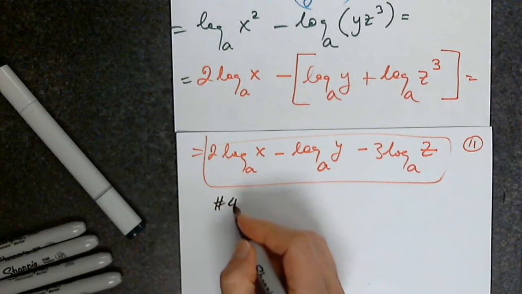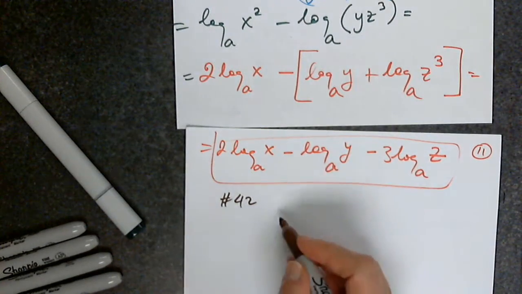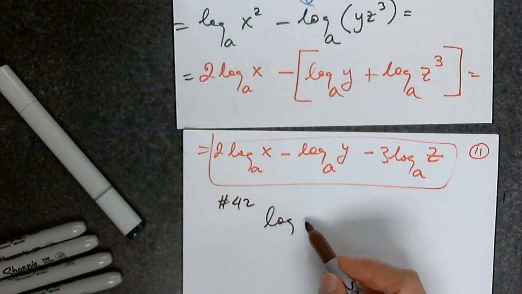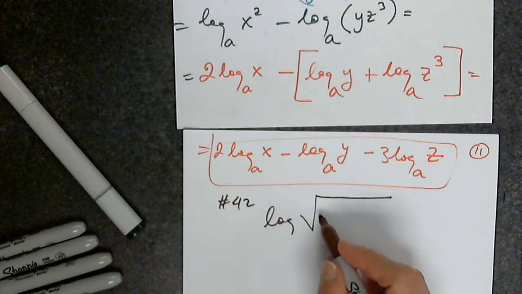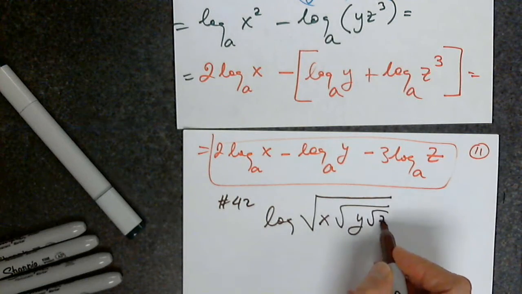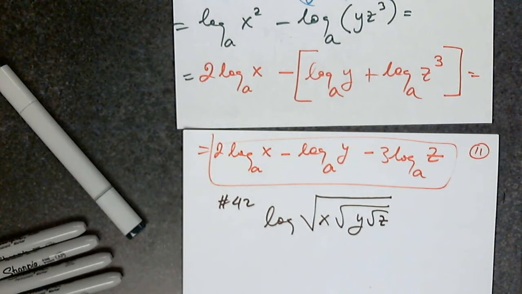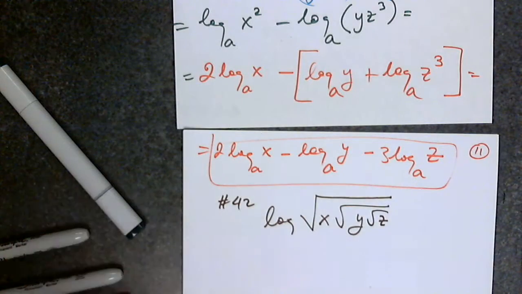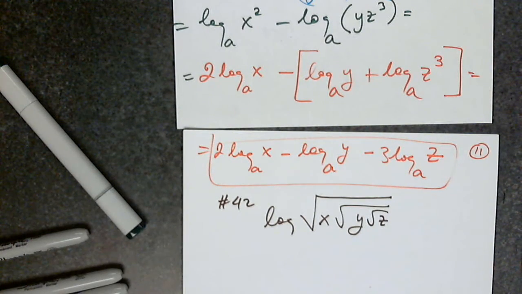42? Yes. 42. Log of the square root of x, the square root of y, the square root of z. I thought we banned him from choosing some time ago. Didn't we do that? We did. Maybe. I can't remember. Okay, perfect.